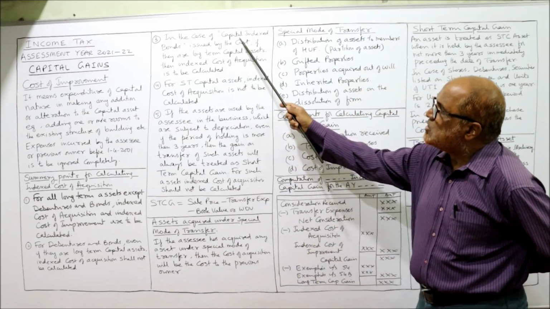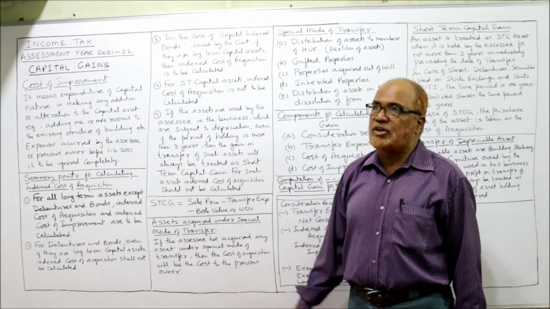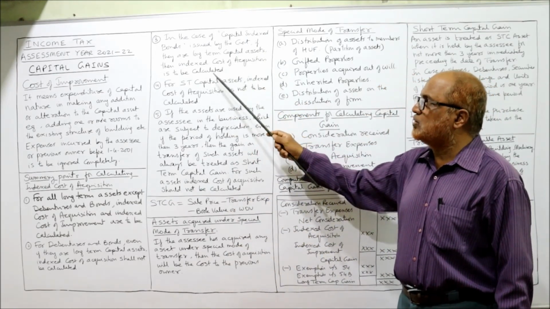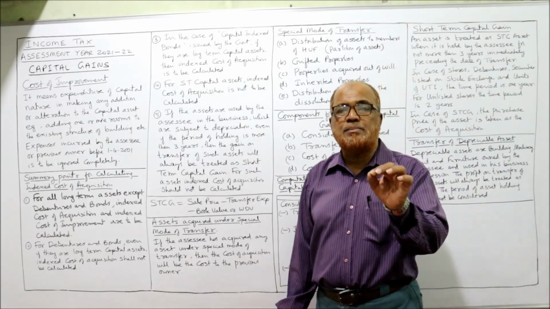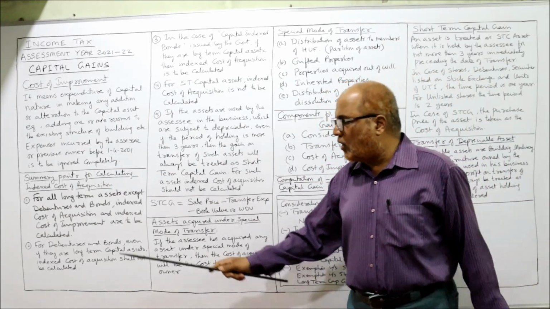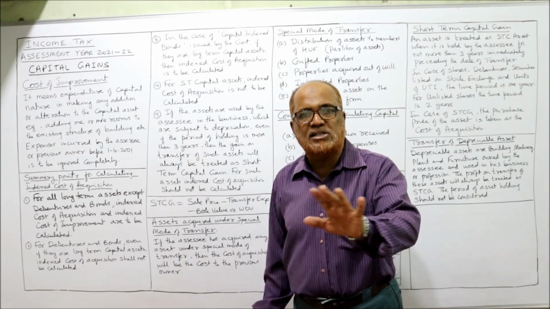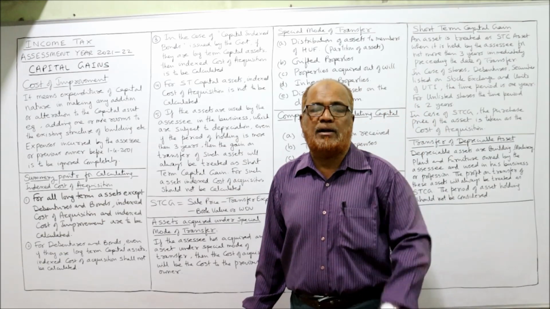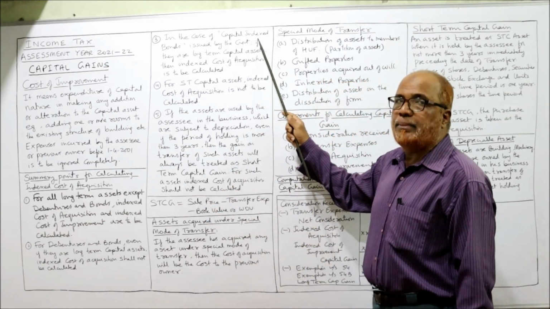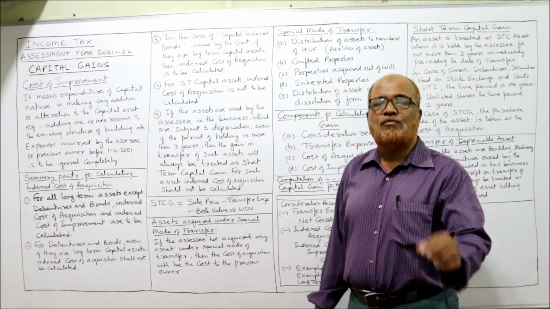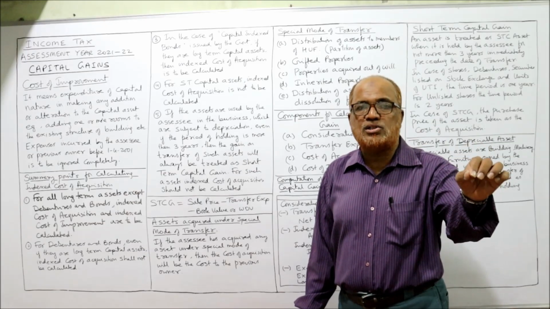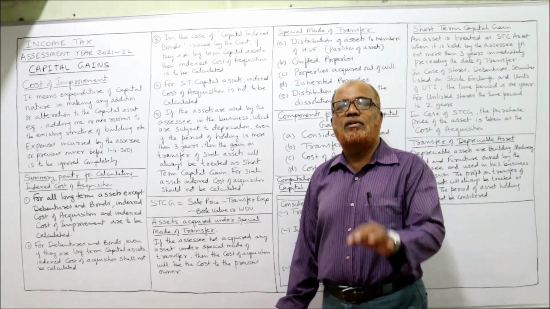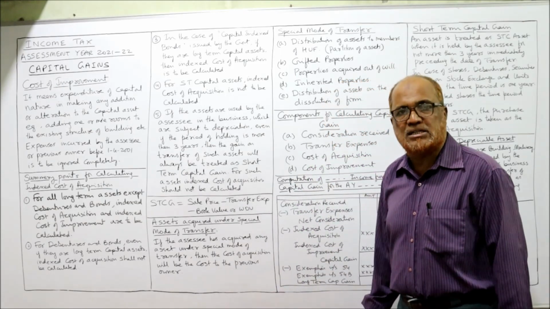Next one is, in case of capital indexed bonds issued by the central government, if they are long-term capital assets, their indexed cost of acquisition is to be calculated. Exception is there. Normally, for all debentures and bonds, indexing is not allowed. But if these bonds are issued by the government as capital indexed bonds, indexing is allowed. And this capital indexed bond will be issued only by the government.